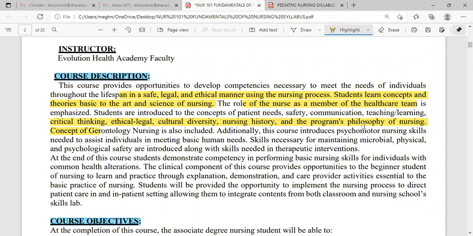And here I've said the psychomotor safety. I mean, initially this course introduces psychomotor nursing skills. So when you go through this program, every instructor will explain some fundamental skills, right? We call them psychomotor nursing skills, and they introduce the skills needed for therapeutic intervention.